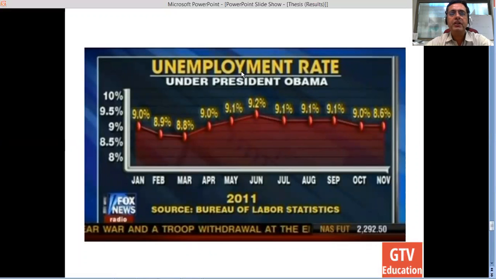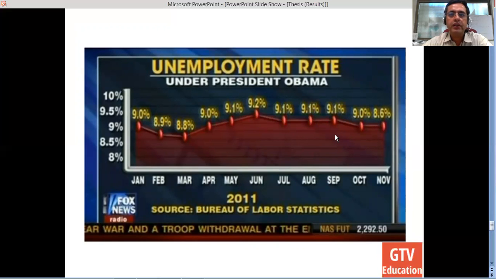Here is another misleading graph. For instance, this graph is showing the unemployment rate under President Obama in the US. Somebody put this graph on the internet, and I have just copied it. If you look at this graph again, it's a line graph, and it's showing an upward trend here, and then it is coming downward here. This is showing a clear upward trend here, slight downward here, and then stable.